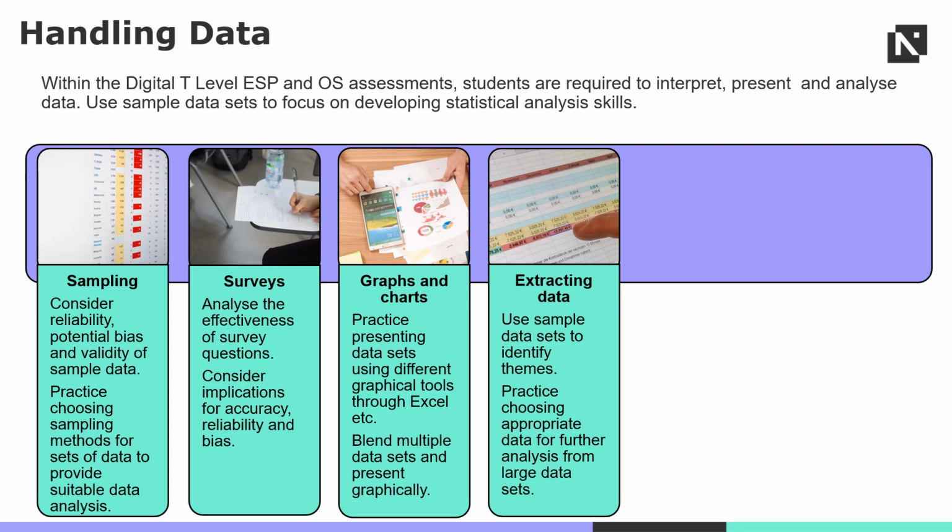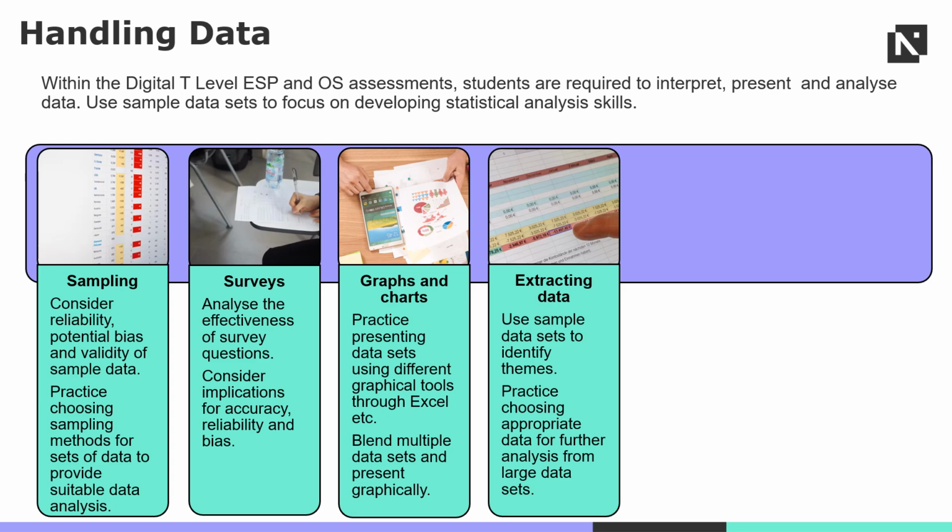When extracting data, students should be given opportunities to look at large data sets and identify and pull out themes for analysis. They need to develop skills in picking out the relevant data from larger sets to find potential solutions to a specific industry-related issue. For example, where best to place a shop based on regional and national sales data, surveys and social or economic data.